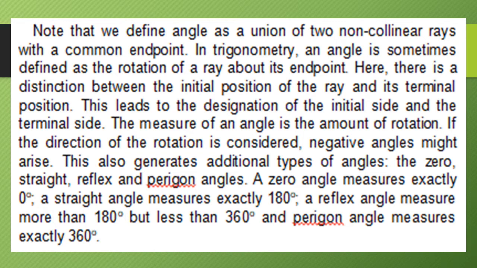If the direction of the rotation is considered, negative angles might arise. This also generates additional types of angles, for example, the zero, straight, reflex, and the perigon angles. A zero angle measures exactly 0 degrees. A straight angle measures exactly 180 degrees. A reflex angle measures more than 180 degrees but less than 360 degrees. And a perigon angle measures exactly 360 degrees, or one complete revolution or rotation.